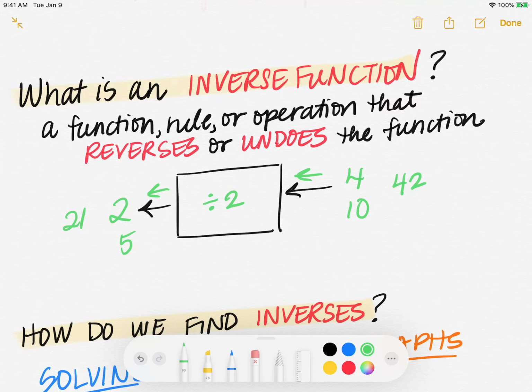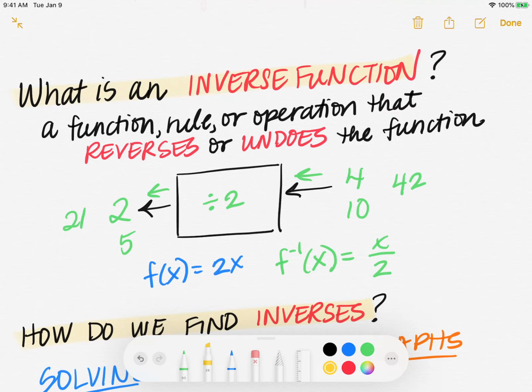So if the forwards function is f of x equals 2x, the inverse function, which we're going to call f to the negative 1, that means the inverse function is dividing by 2. So f of x is just 2x. F inverse of x, so the reverse, is x divided by 2.